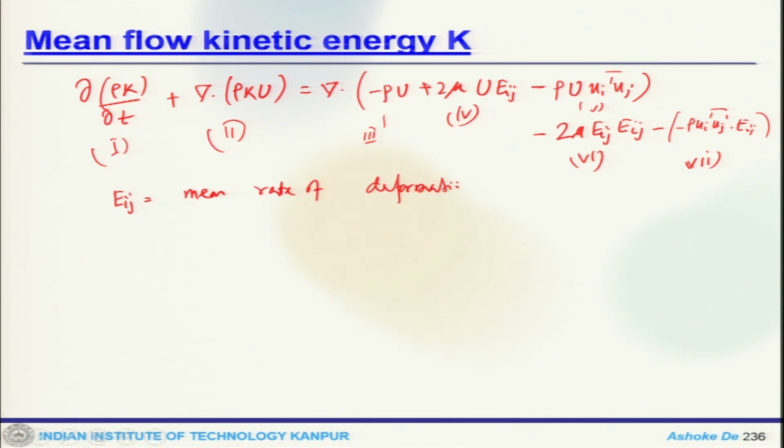Now, the first term is the rate of change of k, the second term is the transport of k by convection, and the third term is the transport of k by pressure, the fourth term is the transport of k by viscous stresses, the fifth term is the transport of k by Reynolds stresses, the sixth term is the rate of dissipation of k, and the seventh term is the turbulence production term. So, that is what you look at in the mean flow kinetic energy equation. We will stop here and continue this discussion in the next lecture.